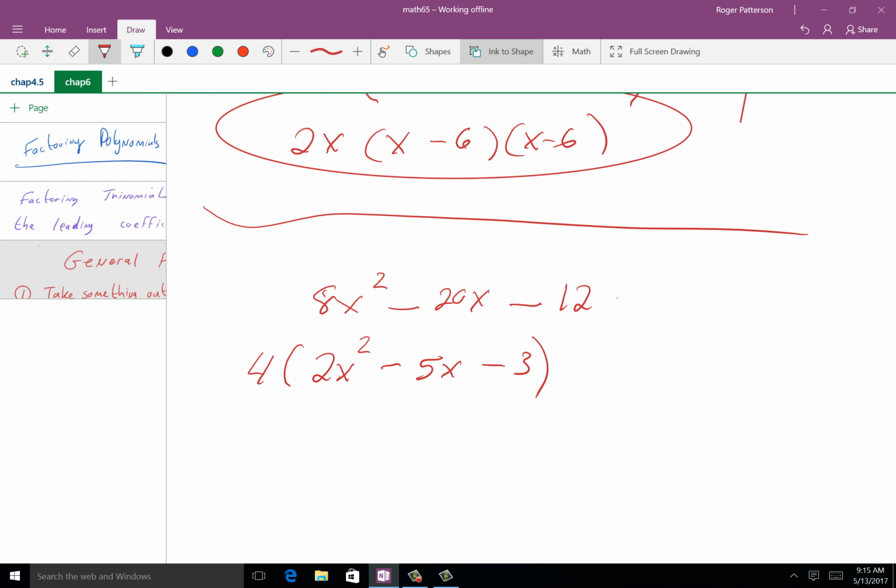What method do you want to use to factor if it's a trinomial? AC, I always just do AC. Everybody's liking the AC. Here we go. Okay, that's going to give me a 6 then.